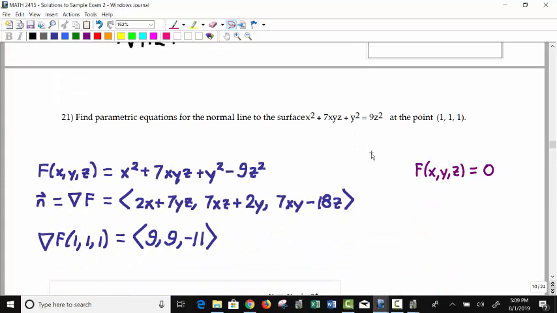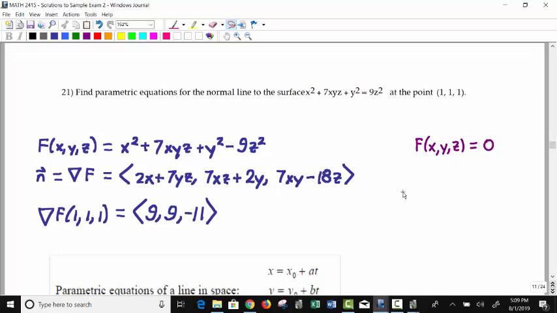All right, number 21. Parametric equations for the normal line to the surface. Okay, that means if it's a normal line to the surface, the direction vector of that line will be the gradient, because as I've mentioned before, the gradient is the normal line to the surface. So all we have to do here is get the gradient and then use our parametric equations, which I posted right there from a long time ago, and it's no problem.